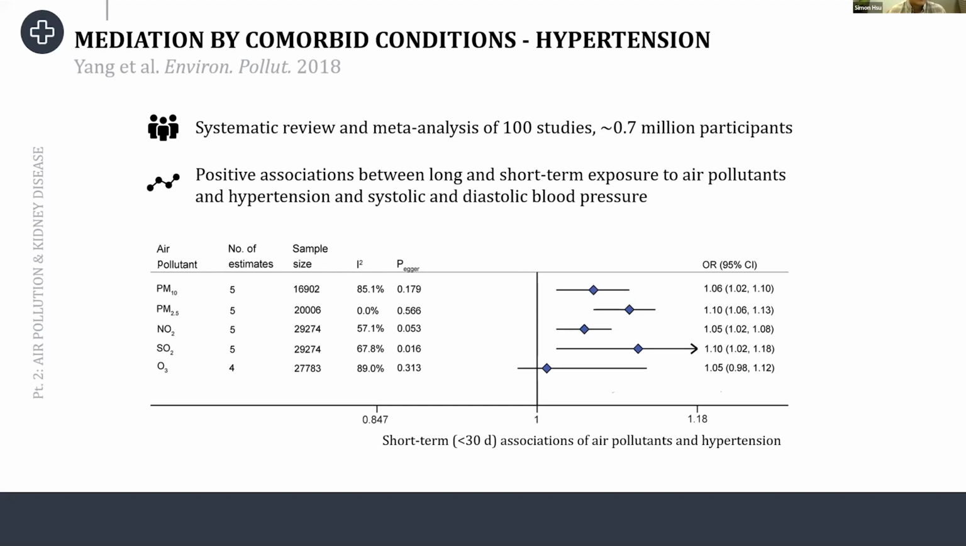So you can see on the far left here, the air pollutant, and all except for ground level ozone was associated with increased odds of hypertension, even after short-term exposure to each one of these, defined as less than 30 days.